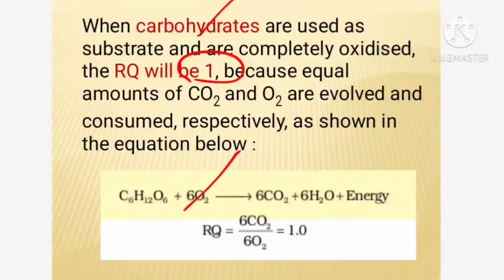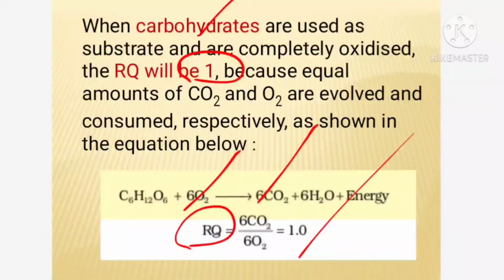Now, for carbohydrate, the respiratory quotient is usually 1. In this reaction it is clear, 6 molecules of oxygen are consumed, and how many molecules of carbon dioxide are evolved? 6 molecules. So, 6 carbon dioxide divided by 6 oxygen gives 1. So, usually for carbohydrates the respiratory quotient is 1. Incomplete oxidation is not complete aerobic.